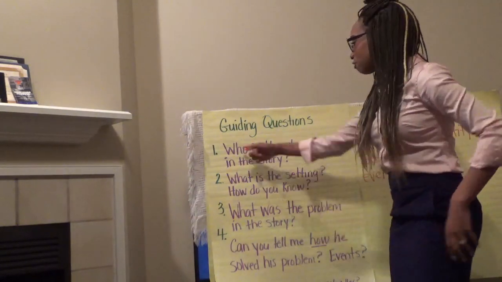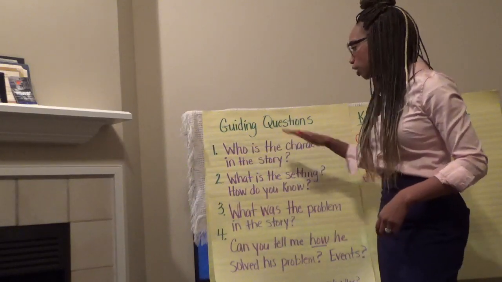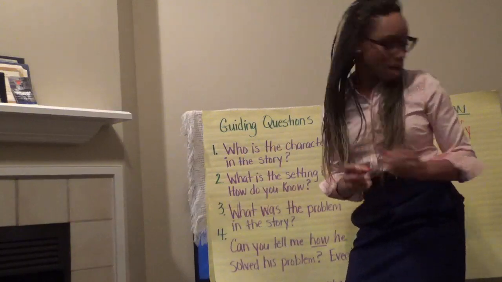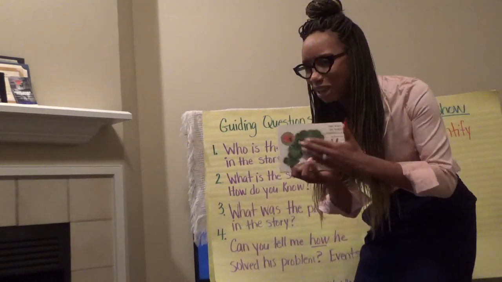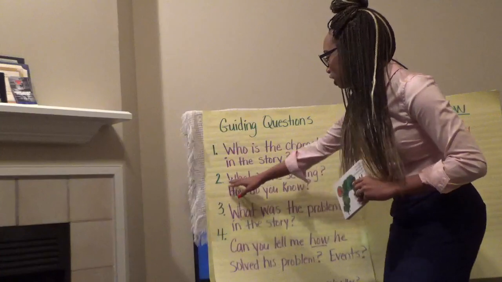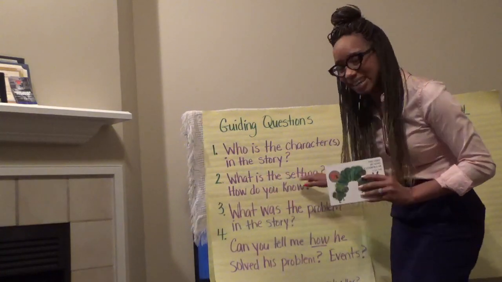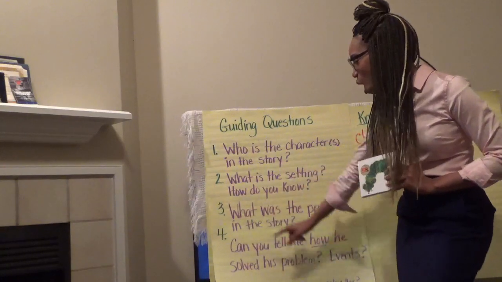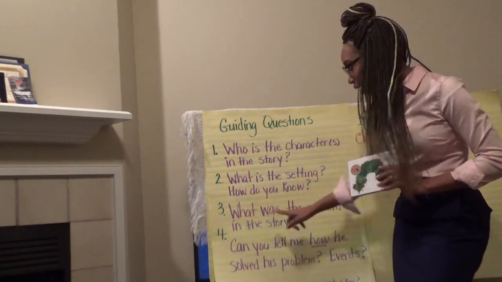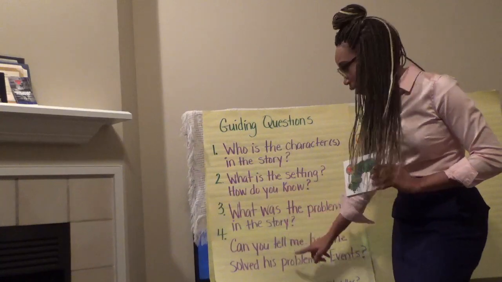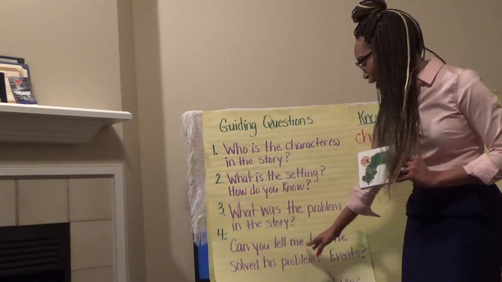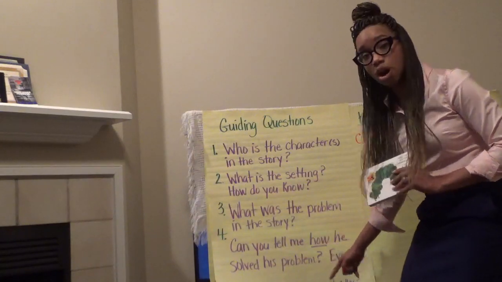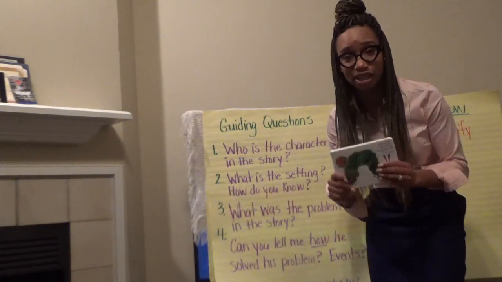Let's go. First question, who is the character in the story? Now the story that I'm getting ready to read to you is called The Very Hungry Caterpillar, okay? Number 2, what is the setting in the story and how do you know? Number 3, what was the problem in the story? And number 4, can you tell me how he solved his problem? Or what were the events that took place in the story?